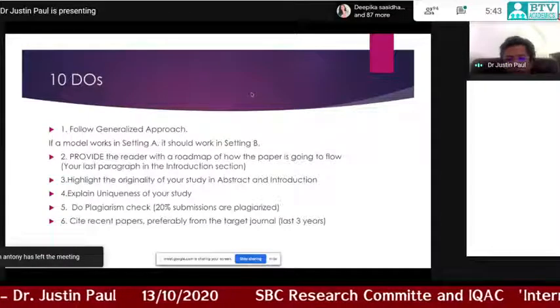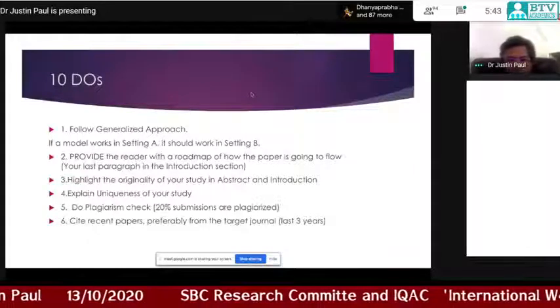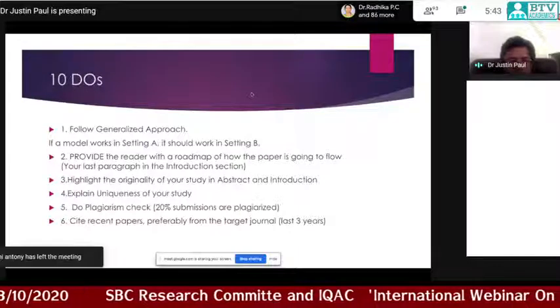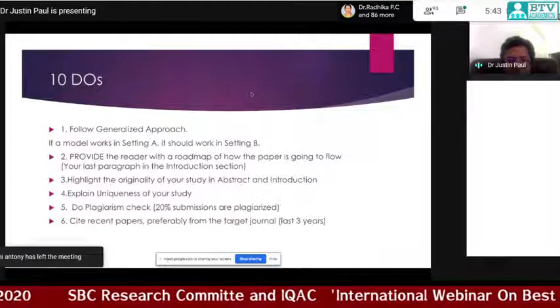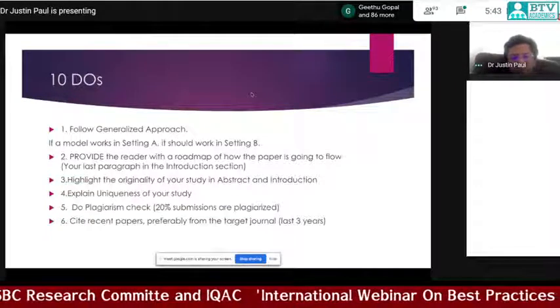So if you don't check this before you submit, it can cost you a lot. Sometimes you can lose your job if you end up publishing a plagiarized paper and somebody else finds out that you have copied from their paper. So that can be an offense.